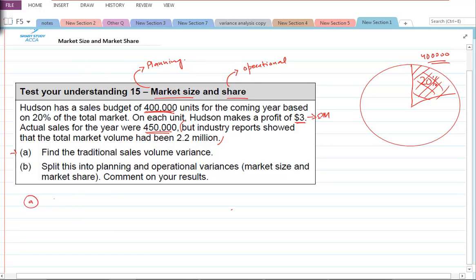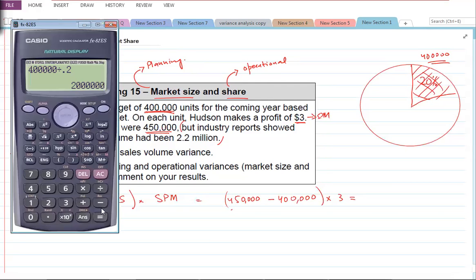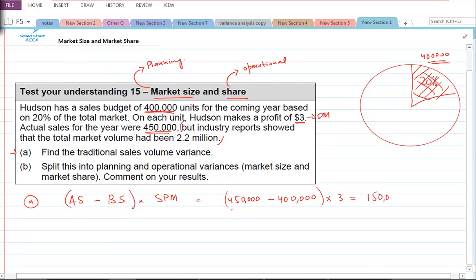Now, the formula for the sales volume variance is actual sales minus the budgeted sales, multiplied by the standard profit margin. Actual sales is 450,000 minus the budgeted sales, which was 400,000, multiplied by the standard profit margin of 3. So 450,000 minus 400,000 multiplied by 3 is 150,000. So yes, we can see that we have done a good job. Rather than selling 400,000, we managed to sell more units. So we have a favorable sales volume variance, right?